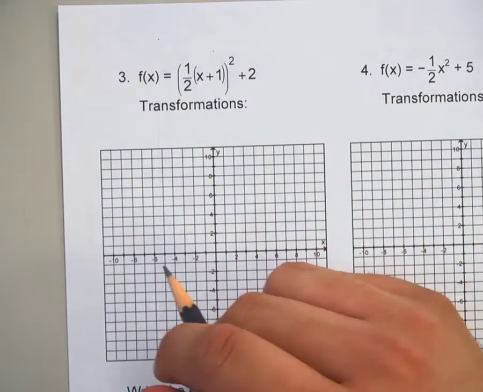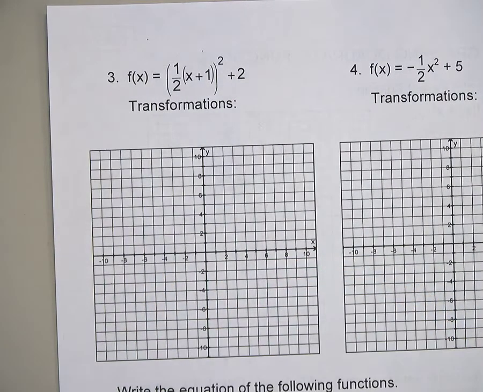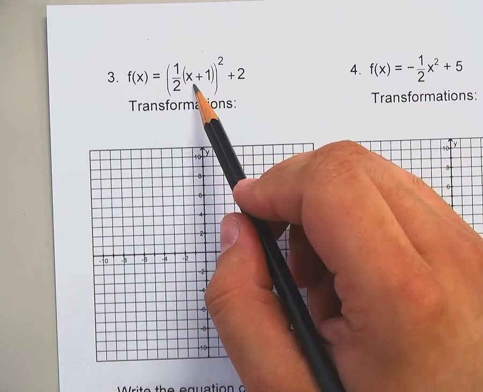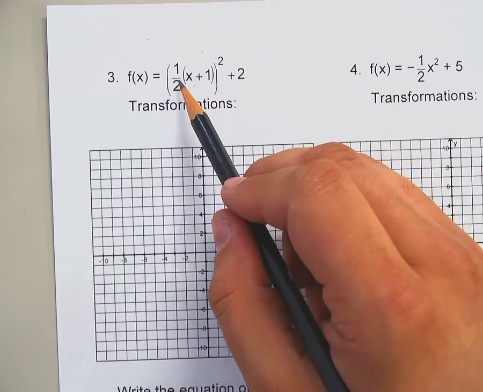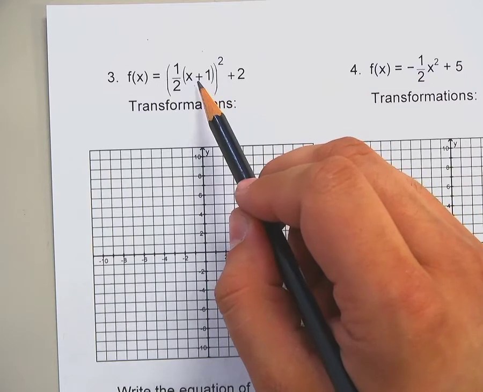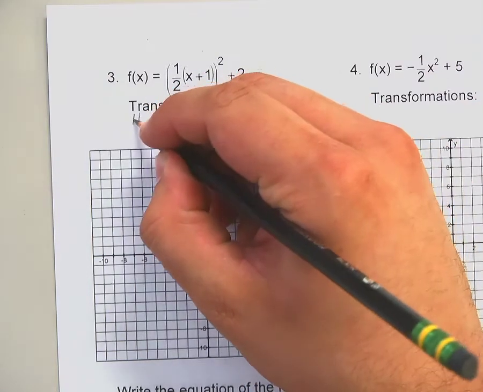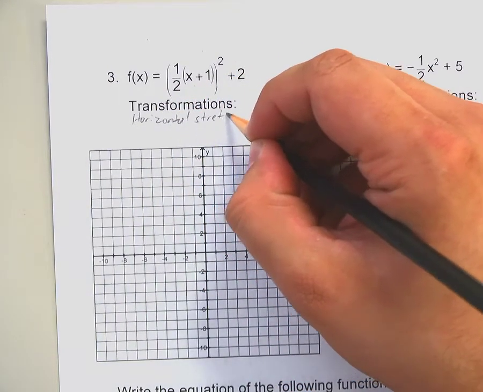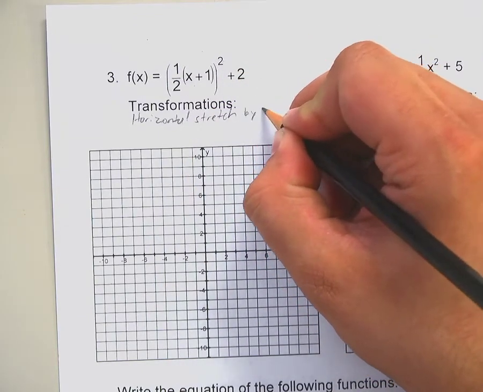So this one's got quite a bit going on here, a little bit more difficult of an example. First thing that I see here, I see the 1/2 being applied to this. That's a horizontal stretch since it's on the inside of the parentheses. See how it's inside of the x plus 1? It's inside of the parentheses. So this is going to be a horizontal stretch by 2, right? Horizontal stretch, and I know that because it's inside of the square. So horizontal stretch of 2.